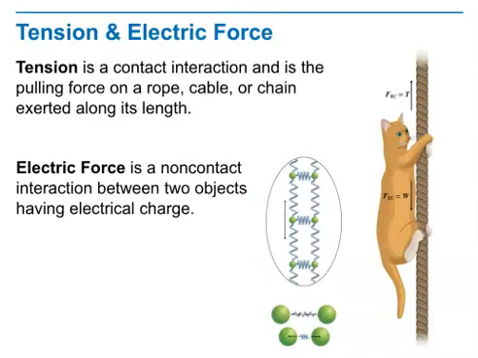So then we have tension and electric force. So tension is a contact interaction and is the pulling force on a rope, cable, or chain exerted along its length. So here we have a cat that is trying to climb a rope. You have the weight of the cat pulling the cat down as a force, and then you have the tension on the rope in the opposite direction. An electric force is the non-contact interaction between two objects having an electrical charge. This could be within the atoms of the rope itself.